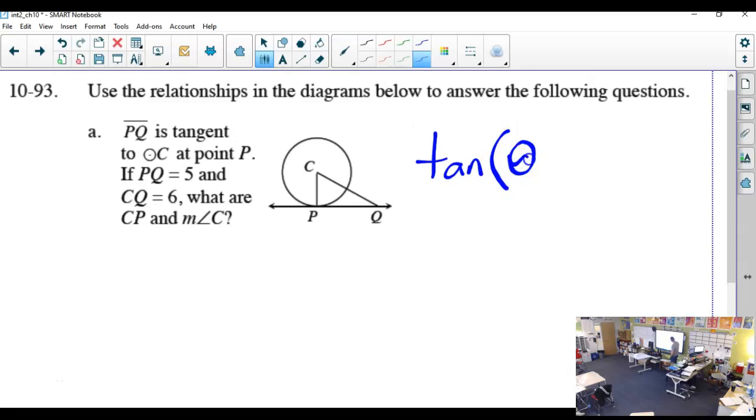Tangent of theta, an angle measure, is opposite over adjacent. So we aren't using the hypotenuse length. Here, if I look at Q or C, it's going to be using this side compared to this side. And we've talked about what tangent actually is. Back when we started tangent, we had that big old table.